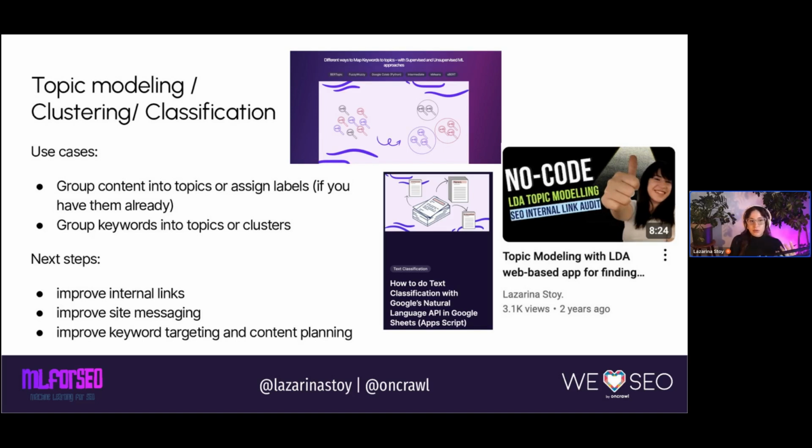But you can also do topic modeling even if you don't have labels and you don't really understand the structure of the content. So you're just trying to group the content together based on what the content itself covers as topics. You can do this with BERTopic, or you can do this with LDA. For both of these, there are no-code resources and ways to get started.